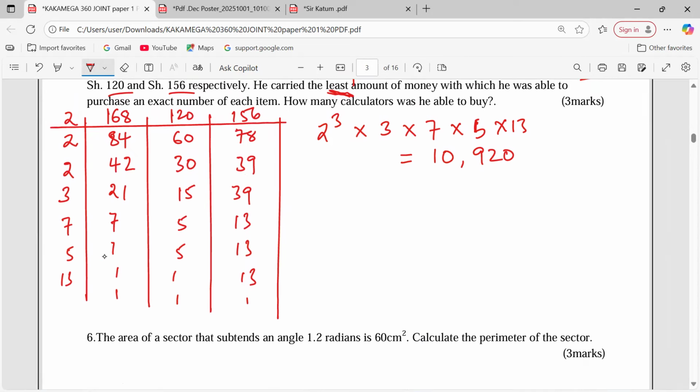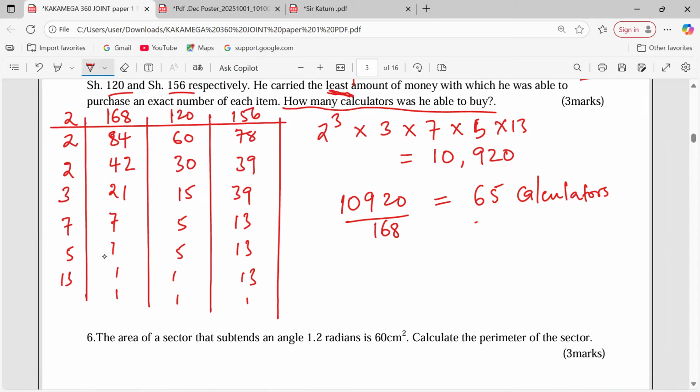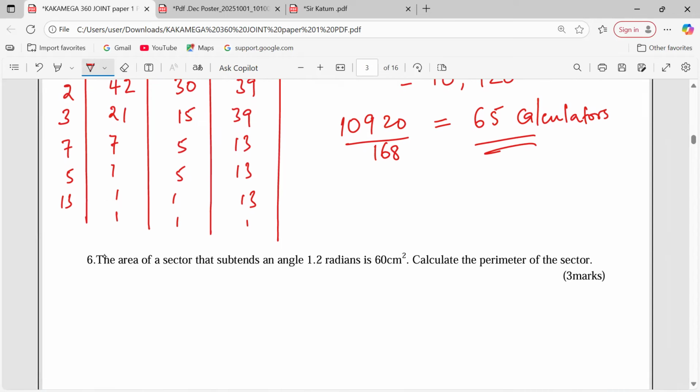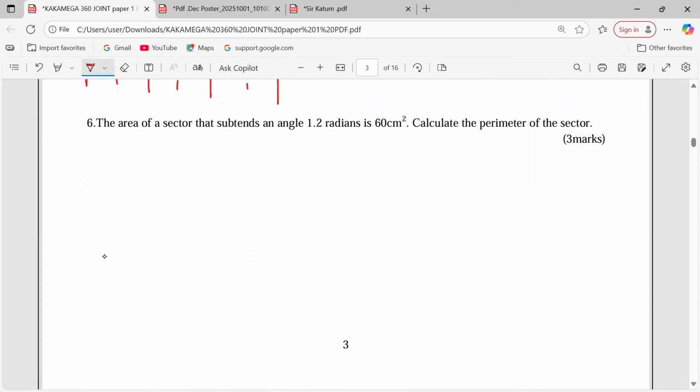This is the amount that Mr. Musundi carried. So the question is asking how many calculators he was able to buy. 10,920 divided by the price of one calculator. So this guy was having the capacity to purchase 65 calculators. Yeah. 65 calculators.